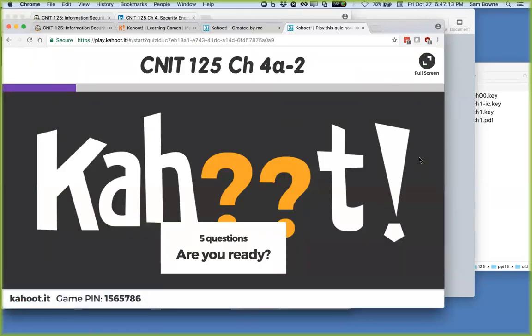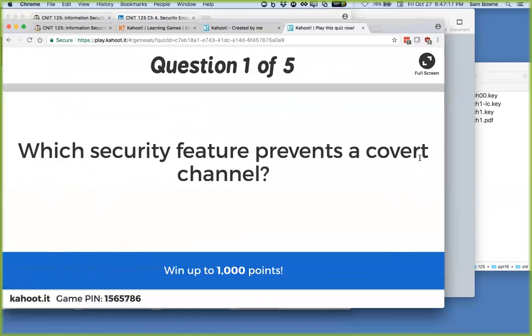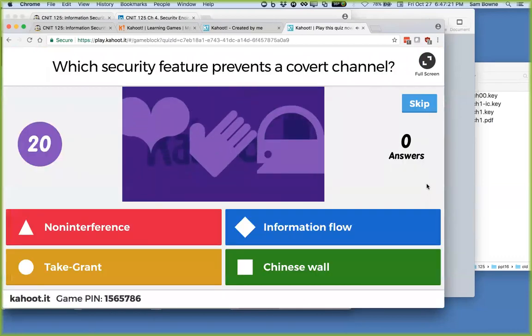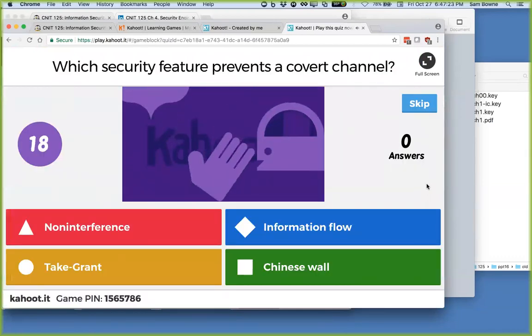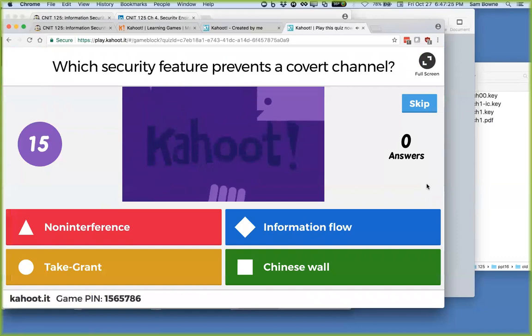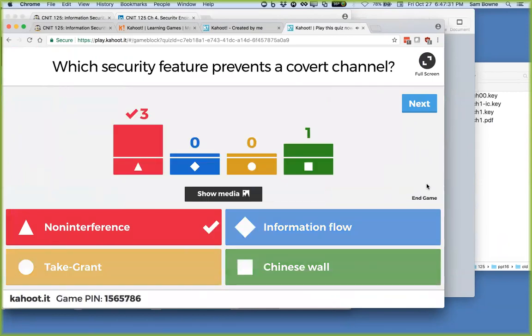All right, 5 questions. So what feature prevents a covert channel? All right, that's non-interference.